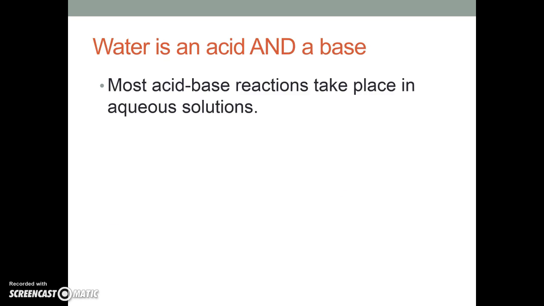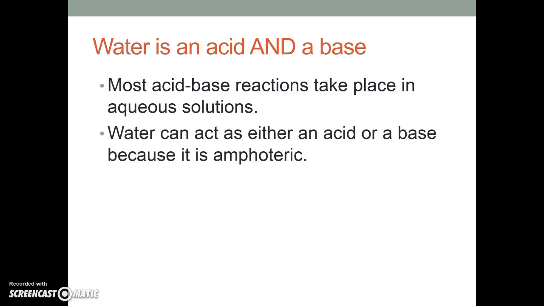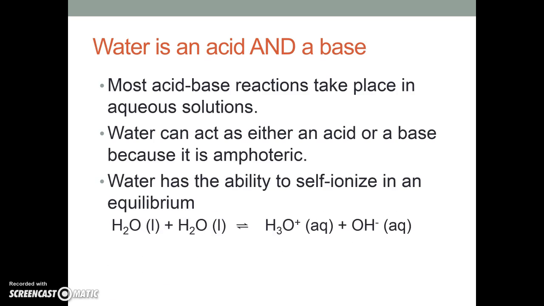So water's an acid and a base, as we talked about. Acid-base reactions take place in aqueous solutions, and because water can act as an acid or a base, we call it amphoteric. It self-ionizes in an equilibrium. Notice the way we've written it here: H2O plus H2O gives us H3O plus and OH minus. This hydronium cation is also written as H plus in the way we think about it in acid-base systems. So we've got hydronium and hydroxide.